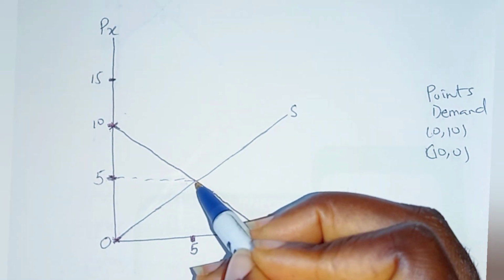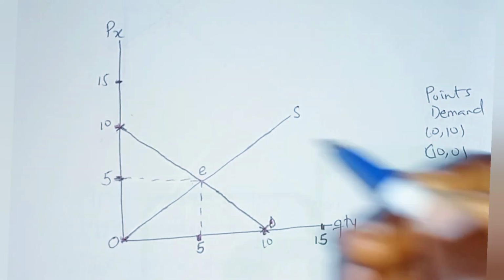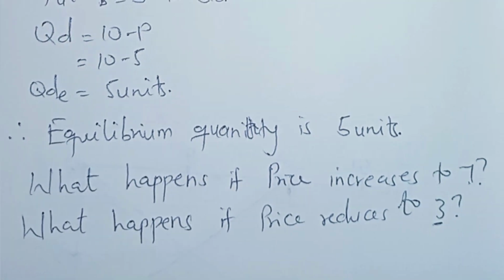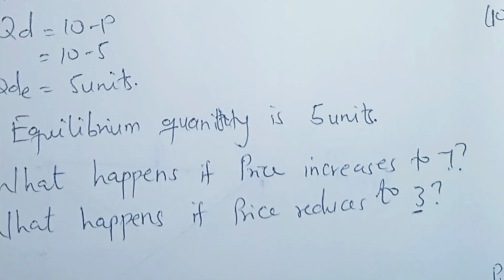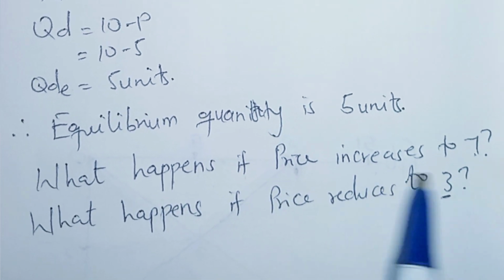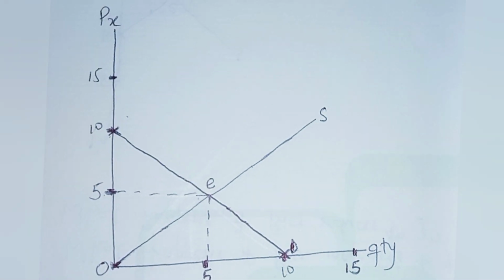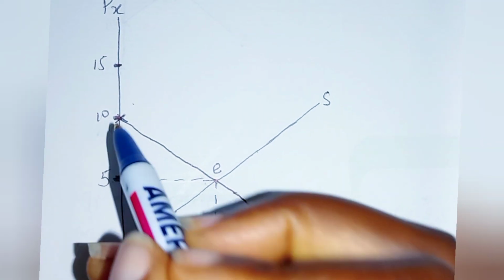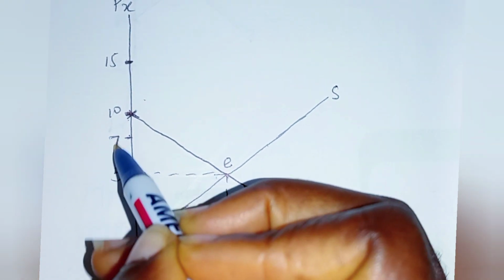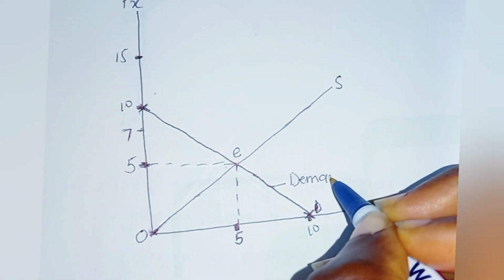Now, let's go back into making the analysis that I made here. Our first question was, what happens if price increases to 7? So what is going to be the reaction of consumers when price is increased to 7, and what would be the reaction of producers when prices increase to 7? We know that the law of demand says that as price increases, consumers try to reduce the quantity demanded, and as price increases, suppliers would try to increase the supply.